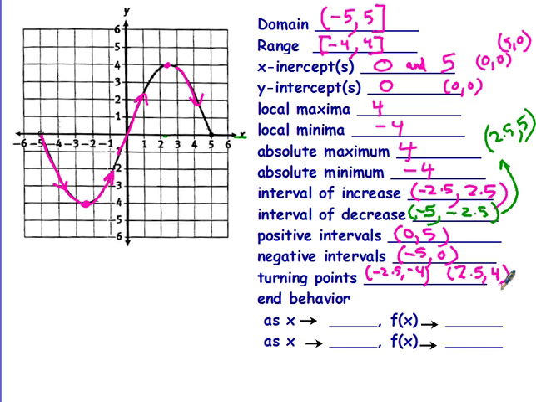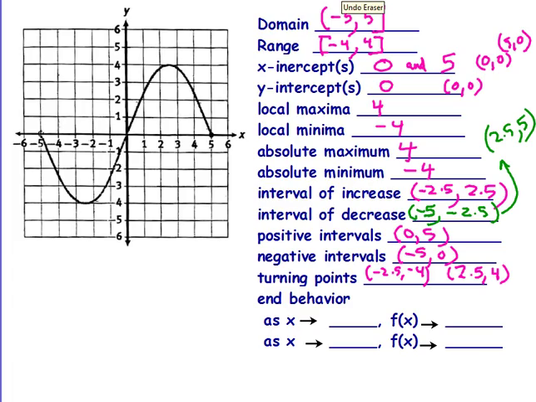All right, end behavior. The end behavior of a graph is what is happening on each end of the graph. Now, typically, end behavior looks like this. As x approaches negative infinity, f of x or y approaches something, and as x approaches infinity, f of x or y approaches some value. Now, this graph doesn't have arrows on the end, so it's not going on forever.